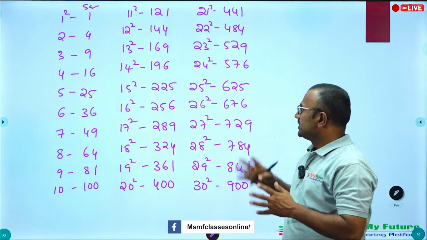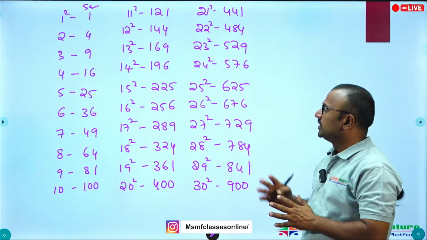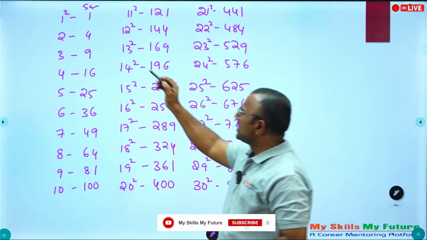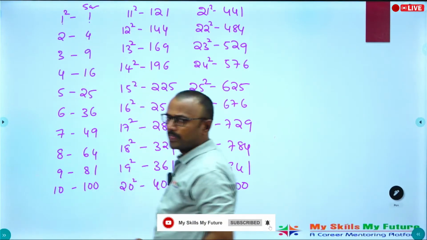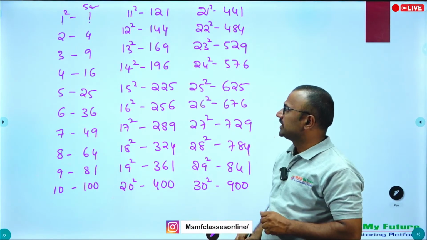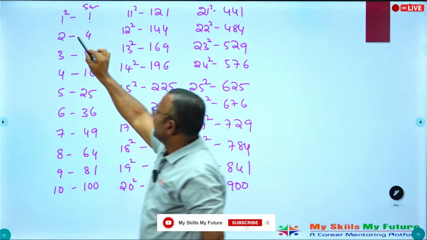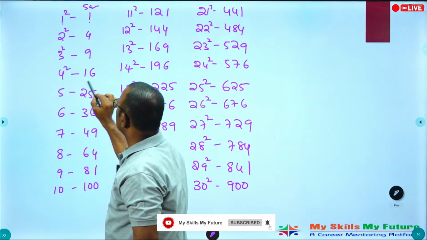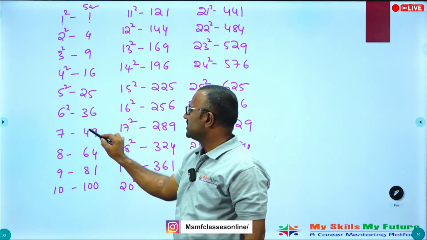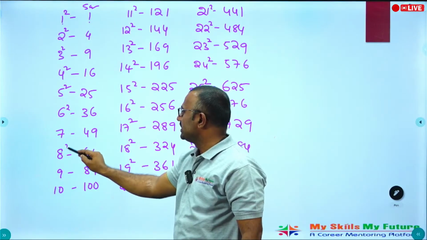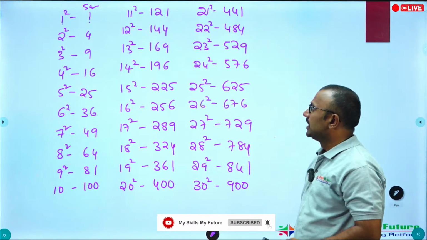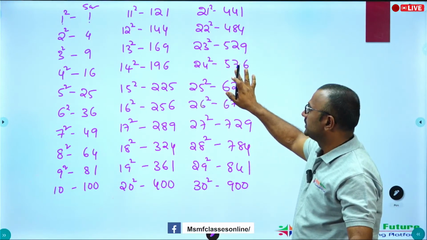Once you see the squares of these numbers, you can get one logic here. 1 square ends with 1, 2 square ends with 4, 3 square ends with 9, 4 square ends with 6, 5 square ends with 5, 6 square ends with 6, 7 square ends with 9, 8 square ends with 4, 9 square ends with 1. Okay, if you focus on the squares here, right.